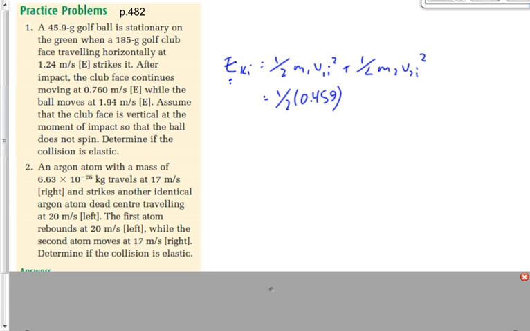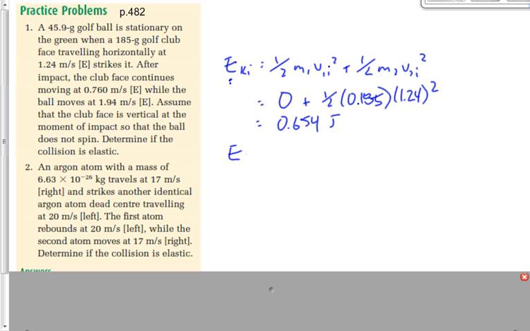The golf ball was at rest, wasn't it? So we're going to say the kinetic energy of the golf ball before the collision is 0. The kinetic energy of the club before the collision, at 1.24 meters per second. Who's got a value for the kinetic energy of the golf club? 0.6535. We're going to round that to 3 digits, so 0.654 joules. Kinetic energy before the collision, 0.654 joules.